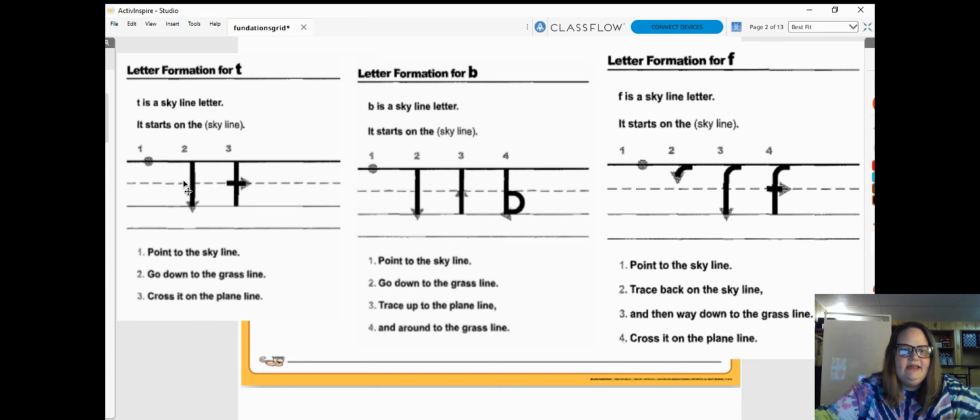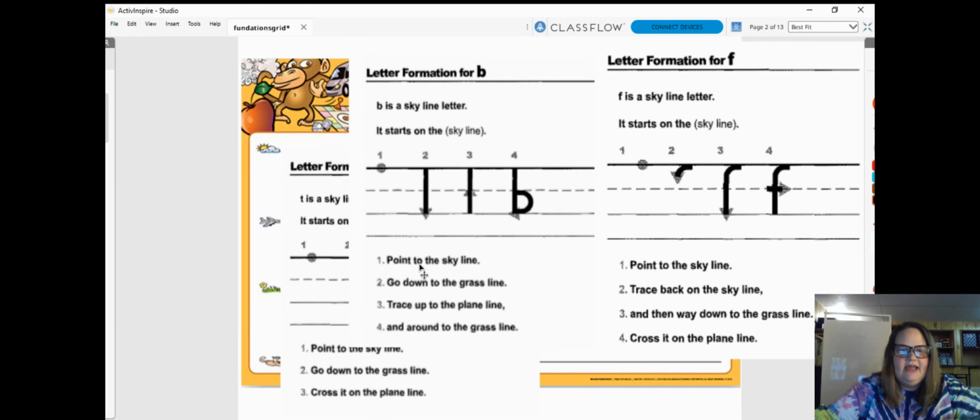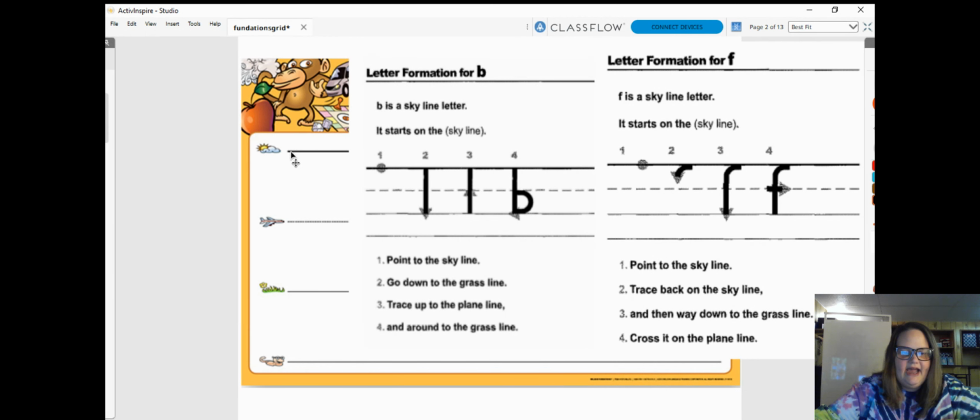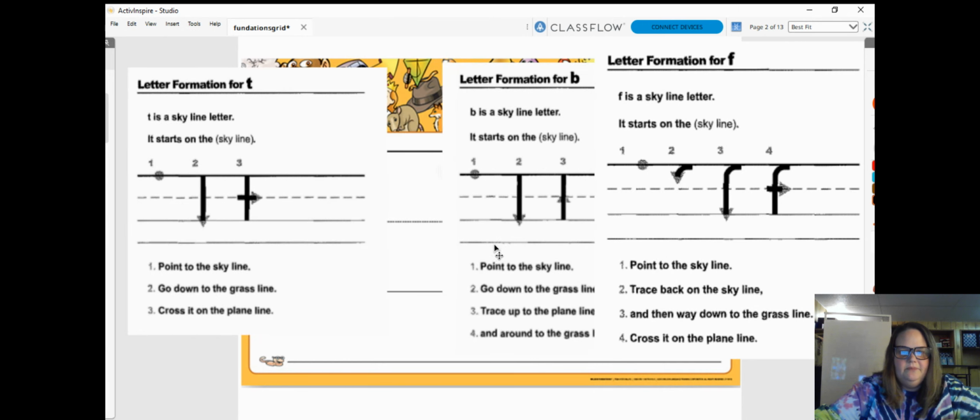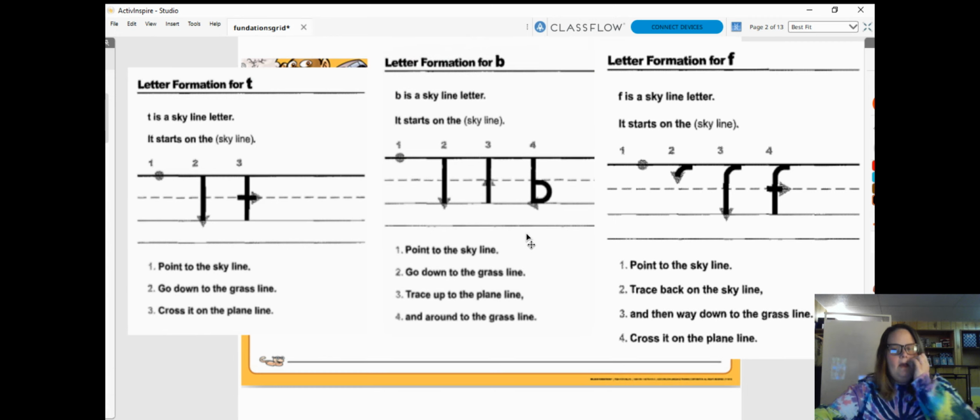Remember, they're all skyline letters, so they're all going to start on that skyline. Okay, they're all going to start on the skyline. Okay, and you're going to be going down to the grass line and picking up your pencil at some point too. Maybe, except for the B. All right, so I'll leave you with that. And after this, please get out your paper and practice.